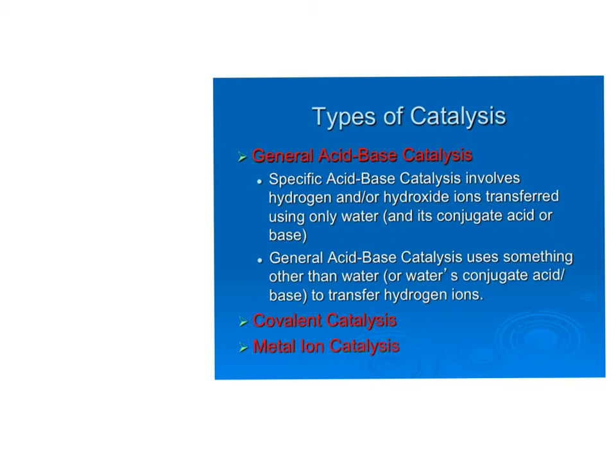Now, specific acid-base catalysis involves hydrogen or hydroxide using only water. That doesn't happen very often in vivo, just because of the pH regulations. We don't have free-floating hydroxides too often. So usually they have what's called general acid-base catalysis instead, and it's something other than water that will donate a proton or accept a proton. And so what does an acid do? What's the definition of an acid? Acids donate the proton. And so what will the base do? It accepts the proton. That's why if there's a general acid, there must be a general base.